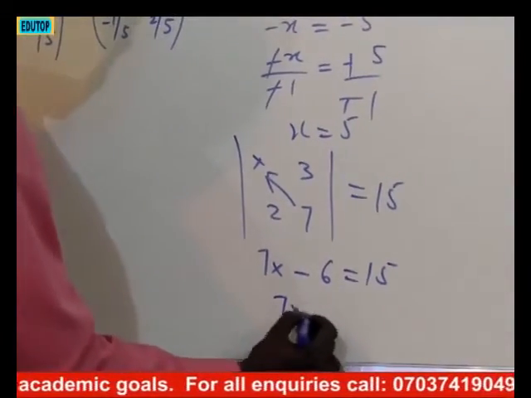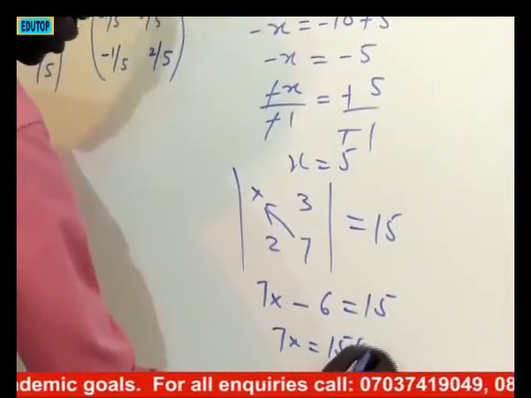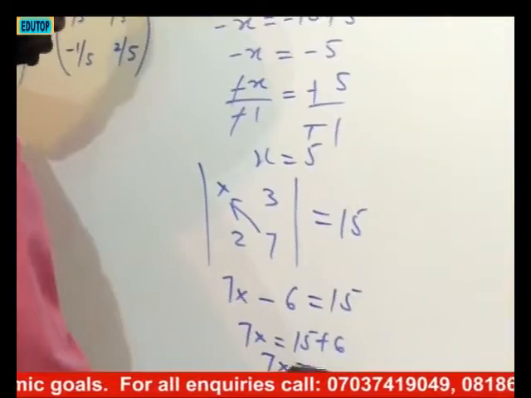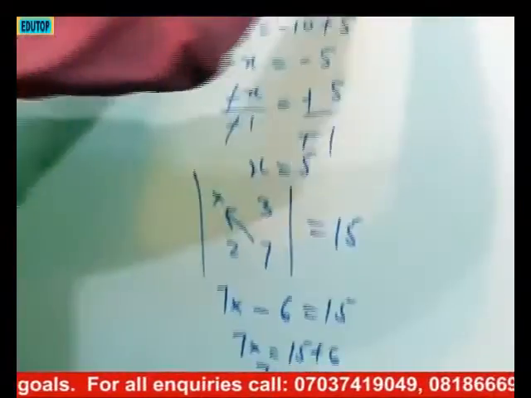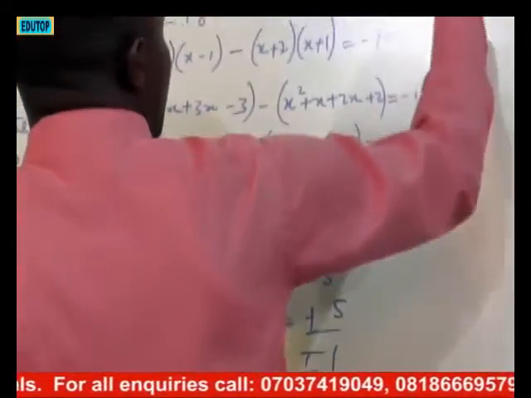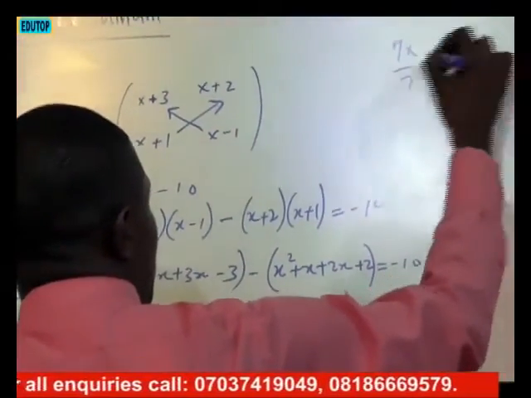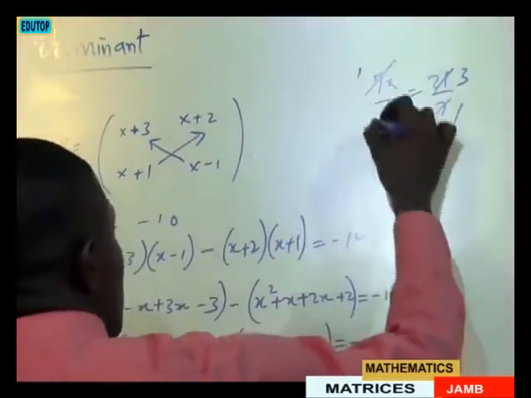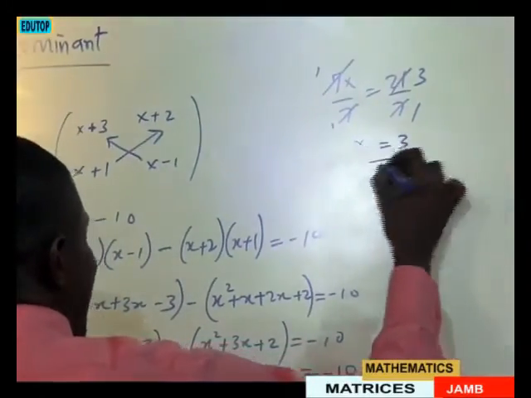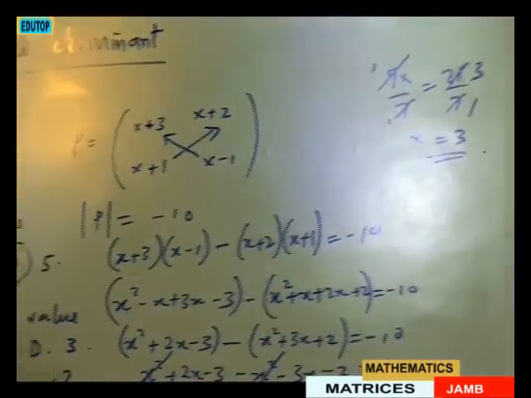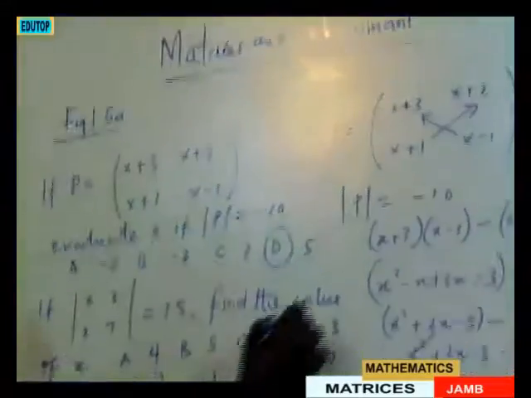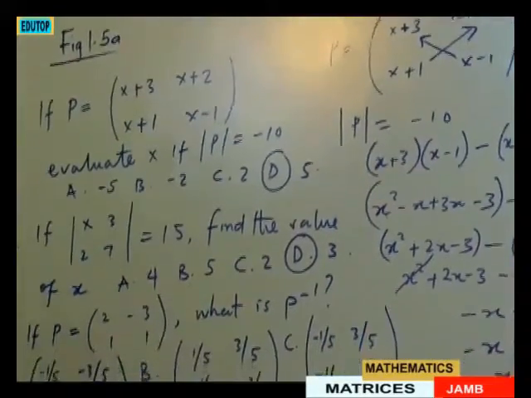Then 7x equals 15 plus 6. 7x equals 21. So we divide both sides by 7. 7x divided by 7, 21 divided by 7. 7 here 1, 7 here 3. 7 here 1, 7 here 1. So our x equals 3. So we go to our options and see the one that matches that, and that is option D.